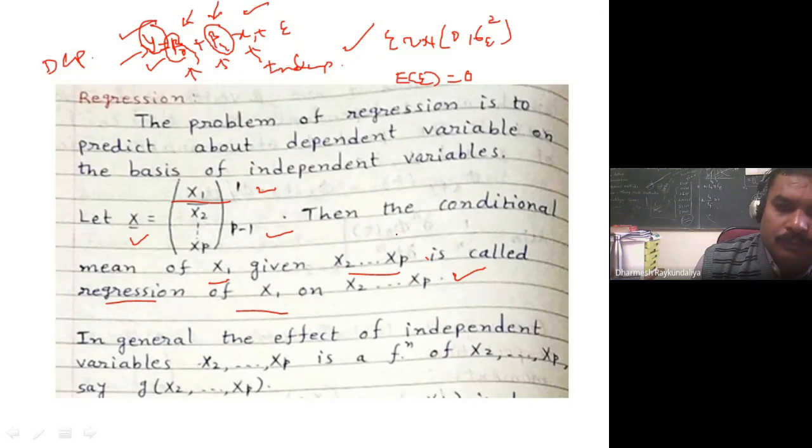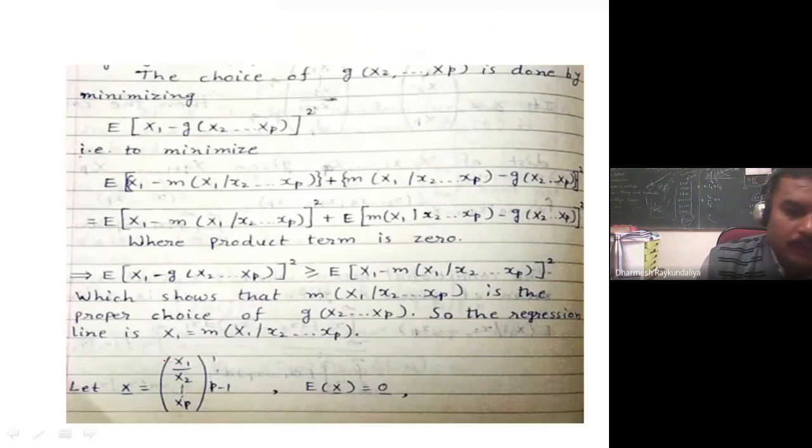So when you establish the relation between x1 and x2 up to xp, this has a certain function, and this function we call g. So in general, the effect of independent variables x2 up to xp is a function of x2, x3, up to xp, which is denoted by g of x2, x3 up to xp. Okay, so in short, the relation is something like that.